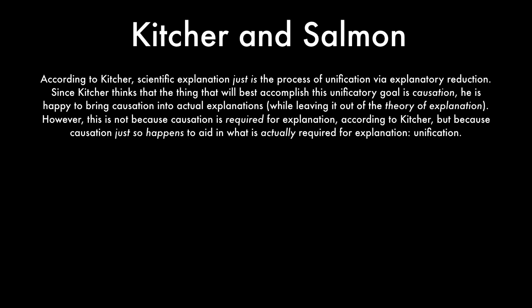According to Kitcher, scientific explanation just is the process of unification via explanatory reduction. Since Kitcher thinks that the thing that will best accomplish this unificatory goal is causation, he's happy to bring causation into actual explanations while leaving it out of the theory of explanation. However, this is not because causation is required for explanation, according to Kitcher, but because causation just so happens to aid in what is actually required for explanation, which is unification.